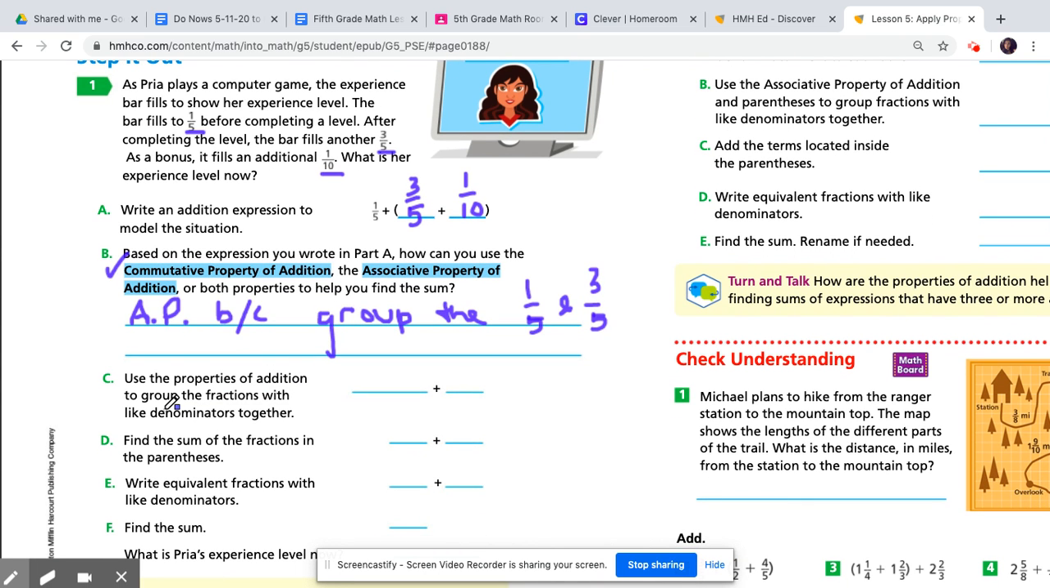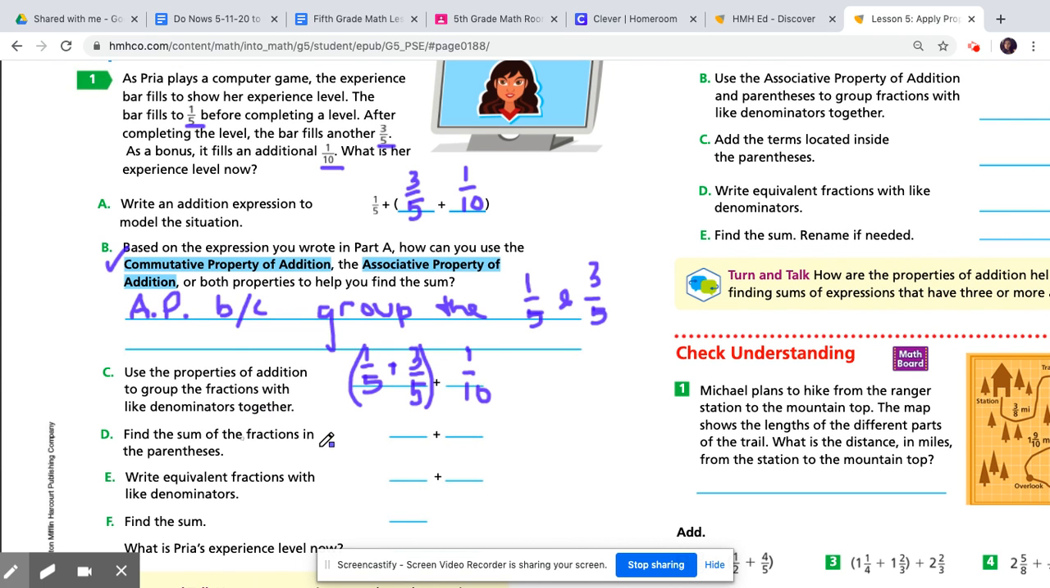It says use the properties of addition to group the fractions with common denominators together. So I would go ahead and say, here's my 1/5. I am going to add it with my 3/5. They're already next to each other. I haven't changed the order of anything because they're already set up in the commutative property. Then I'm going to apply the associative property by putting parentheses around the 3/5 and the 1/5 instead of the 3/5 and the 1/10.